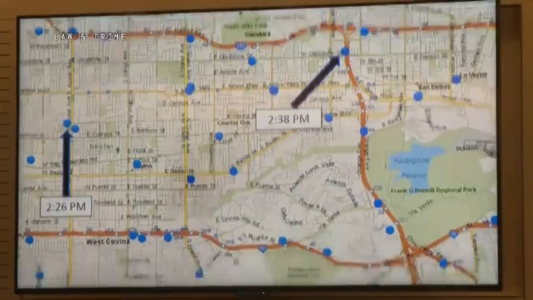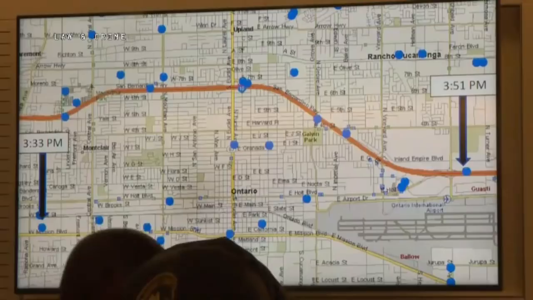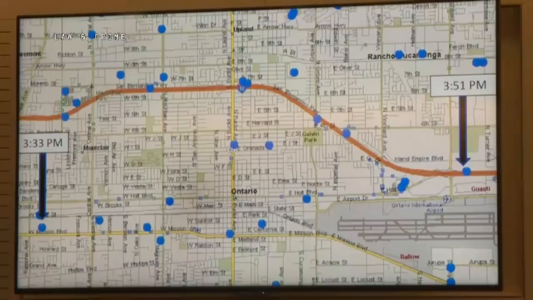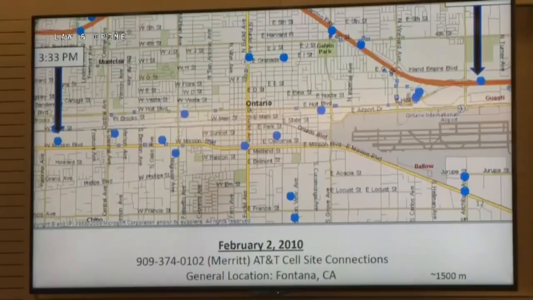Continuation on February 2nd. Two calls, one at 3:33 p.m. and 3:51 p.m. connecting those cell towers, one to the west and the 3:51 to the east just above Ontario Airport. That was 454. We should be on 455. Are we still on February 2nd? Yes.